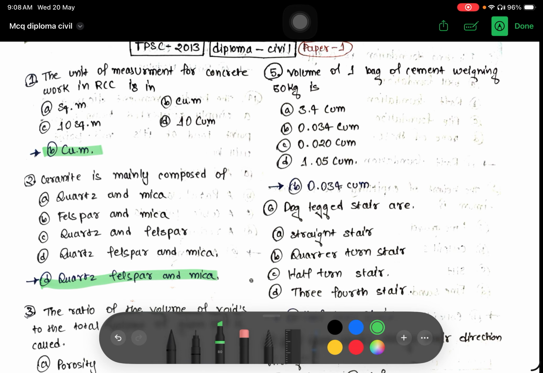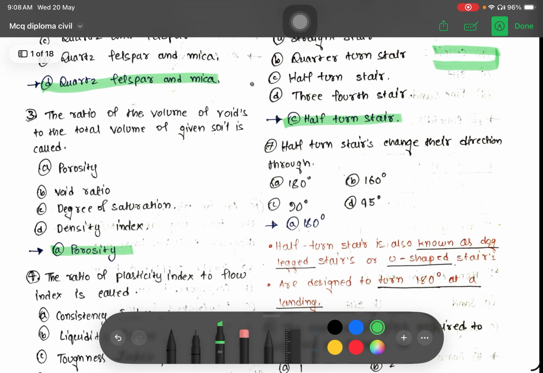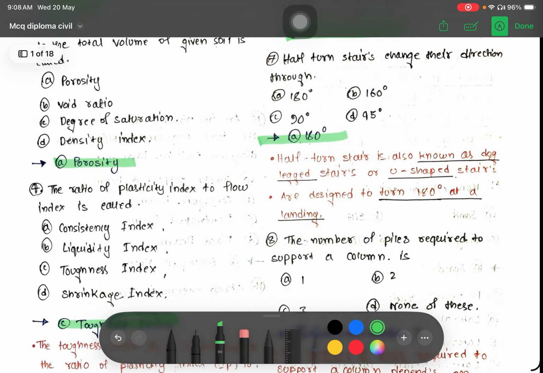The volume of a bag of cement weighing 50 kg is 0.034 cubic meter. Dogleg stairs are half-turn stairs. Dogleg stairs are stairs which change direction through 180 degrees. Half-turn stairs, also known as dogleg stairs or U-shaped stairs, are designed to turn 180 degrees at the landing.